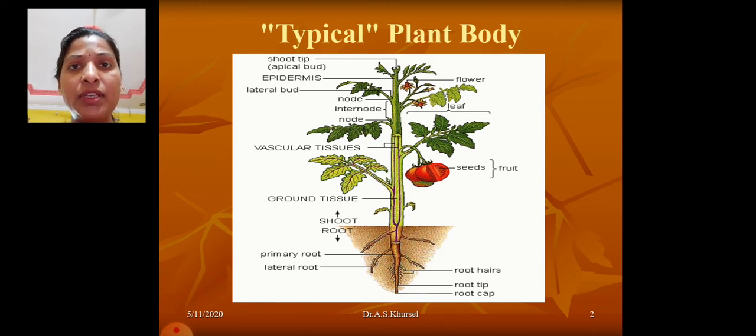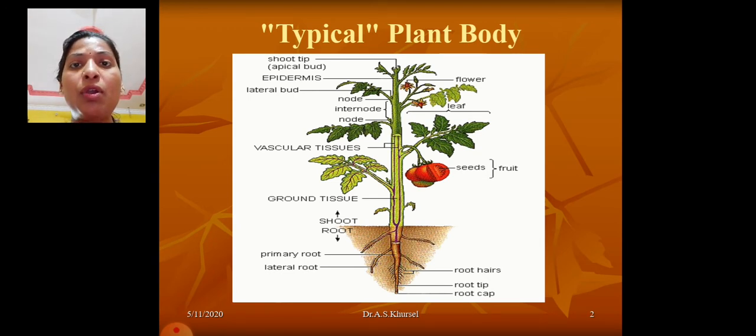Stem is cylindrical in nature. It is long and consists of nodes and internodes. It also shows branching. In monocots, the stem is hollow, whereas in dicots, the stem is solid. It performs the function of transportation. Stem provides mechanical support to the plant so that the plant will withstand any climatic condition.